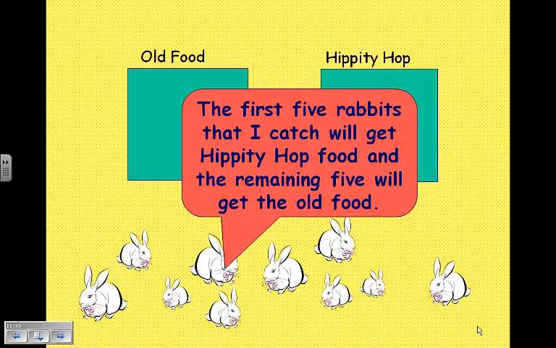I'm going to go out and I'm going to catch a bunch of rabbits. The first 5 rabbits that I catch are going to get Hippity Hop food. The remaining 5 rabbits are going to get the old food. Okay, so you got that? I'm a pretty good rabbit catcher.